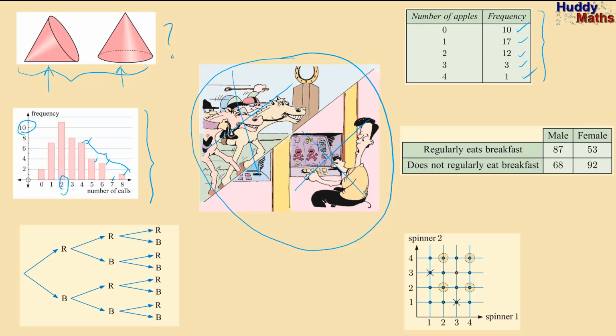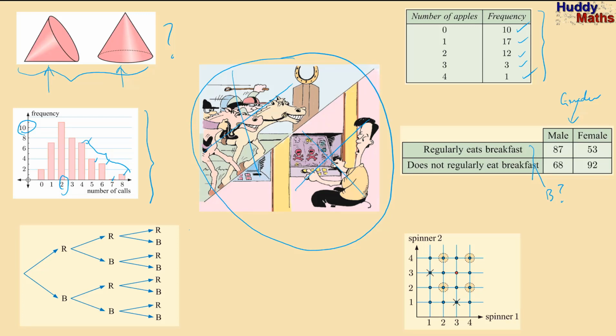All right, what about this one here? This is what we call a two-way table. There's 2 variables. We're measuring a person's gender, whether they're male or female, and whether they eat breakfast or not. So there's 2 variables there. Okay, so we're going to delve into those in this presentation.